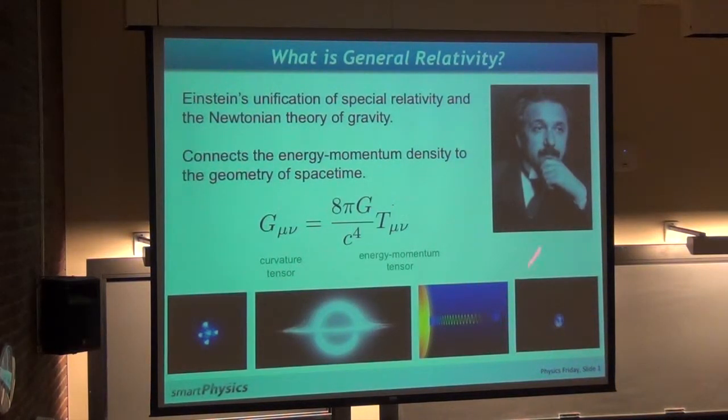Okay, so what's general relativity? So we talked about this last time. It's basically Einstein's unification of special relativity, which is essentially how Einstein made it consistent for electrodynamics to be consistent with Newton's laws of motion close to the speed of light. And he did it by connecting the energy momentum density to the geometry of space-time.